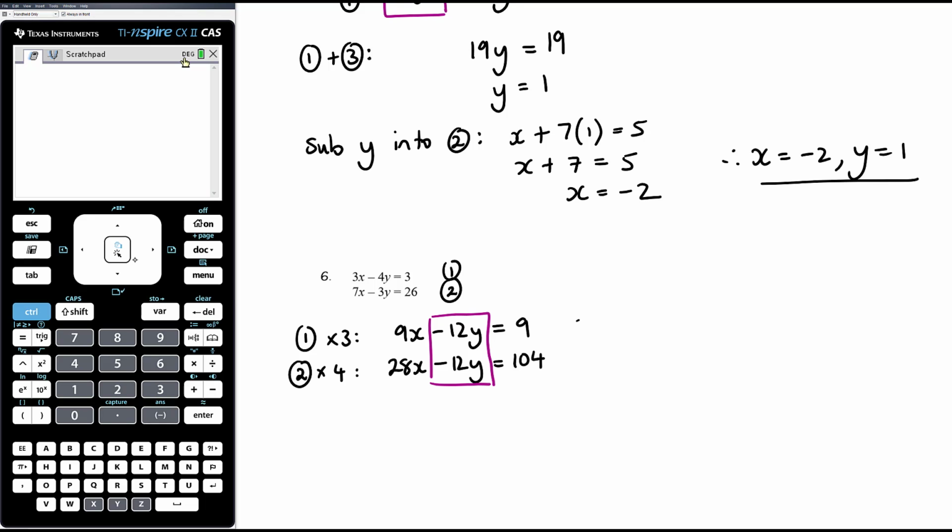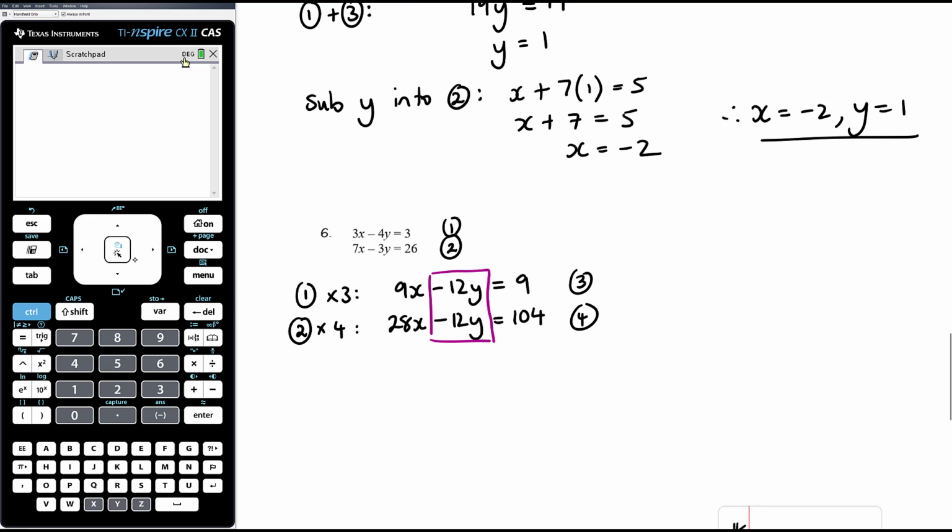Okay, I'm going to call this equation 3 and equation 4. So I can do the subtraction, I can do 3 minus 4 or 4 minus 3. Given that the numbers in equation 4 are bigger, I'm going to subtract 4 minus 3 rather than the other way around. It will work if you do it the other way around, you're just going to end up with more negatives. 28x minus 9x, that is 19x. Negative 12y minus 12y gives 0y, which is why I chose to subtract. 104 take away 9 is 95.